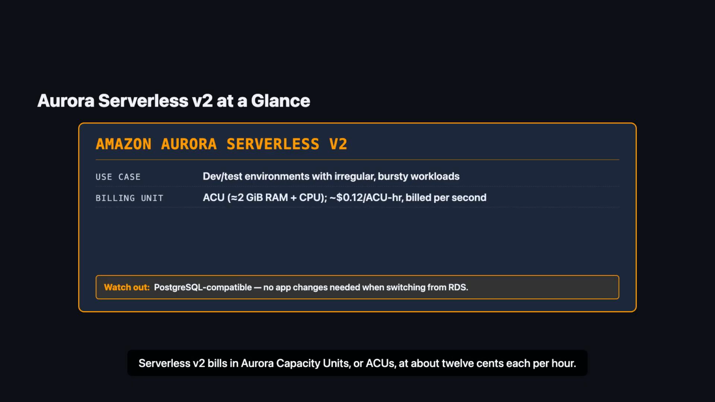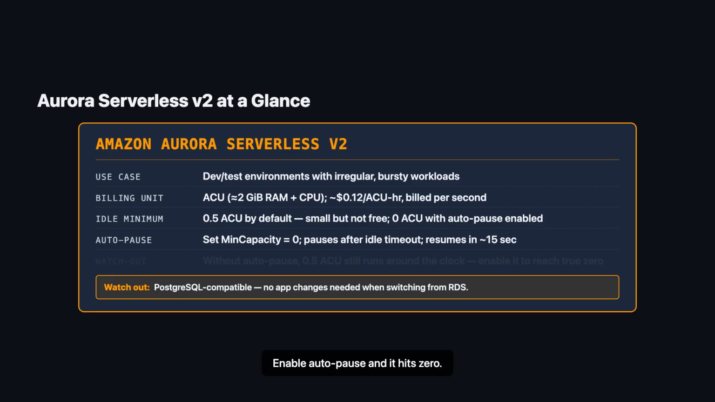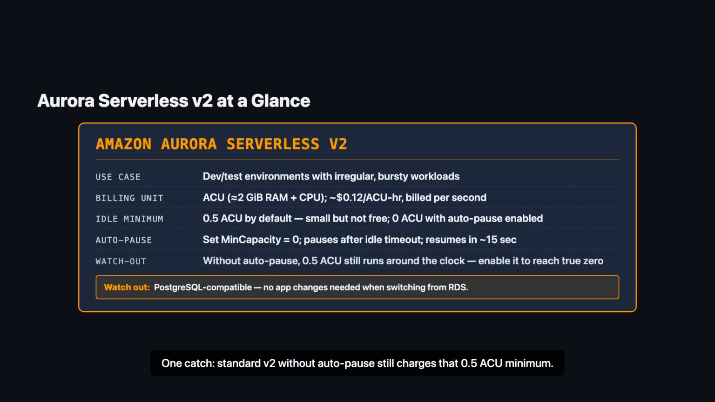Serverless v2 bills in Aurora capacity units, or ACUs, at about 12 cents each per hour. When an environment sits idle, it drops to as low as 0.5 ACU, almost nothing. Enable auto pause and it hits 0. One catch: standard v2 without auto pause still charges that 0.5 ACU minimum. You only really pay for active hours when it's set up right. That's why Serverless v2 wins. Idle time costs almost nothing.